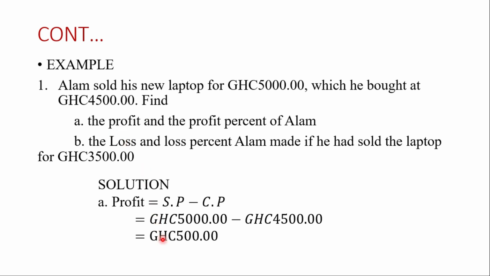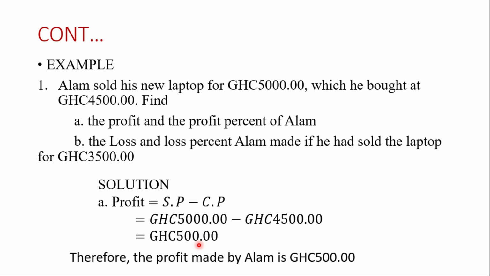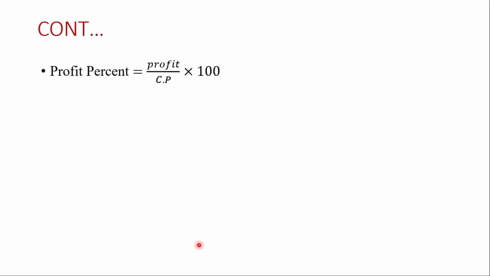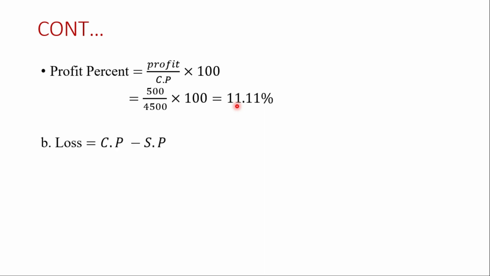Now we want to look at the profit percent, and we have said that the profit percent is the profit over the cost price multiplied by 100. So our profit in A, which we have found, is 500, all over the cost price, which is 4,500, multiplied by 100, and you're going to get 11.11%.